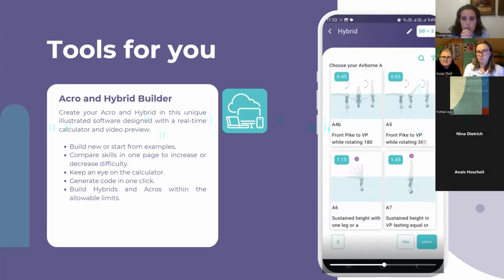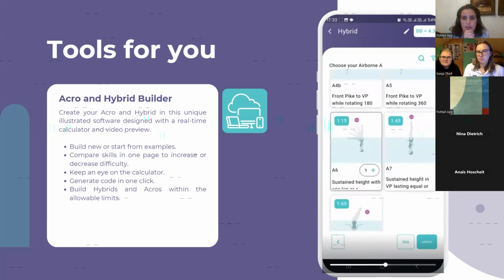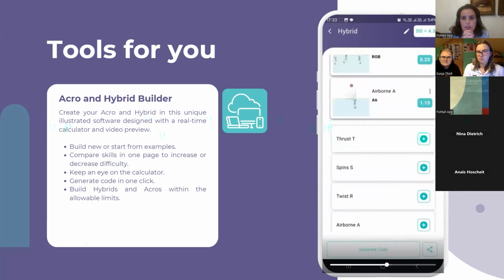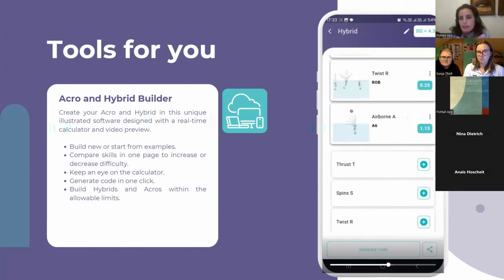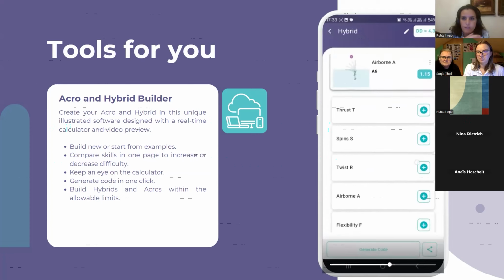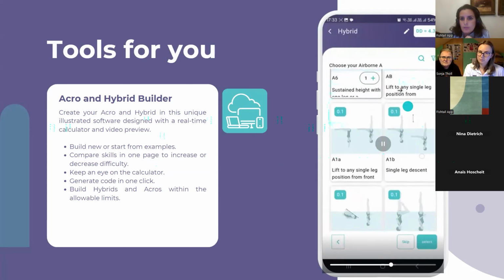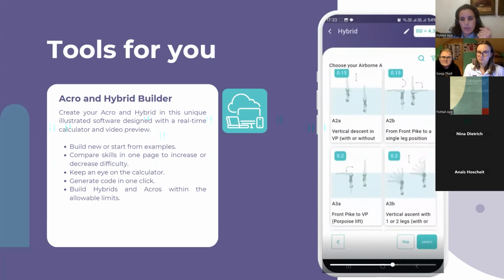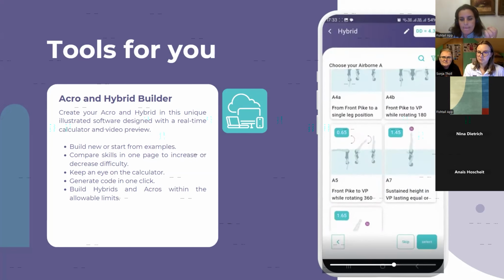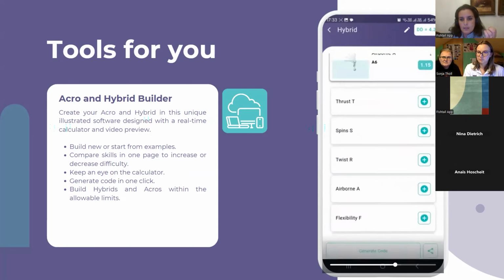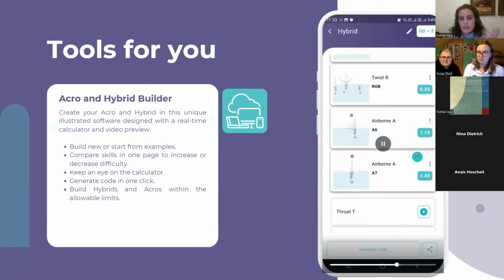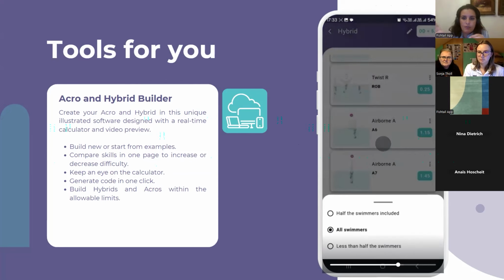to hybrid code. Here you can choose an airborne. You can have A6. You can delete. You can modify if you change your mind. Here I'm back to the airborne. I want to add another one. Okay. If I add more than 5, it will just give you an error.